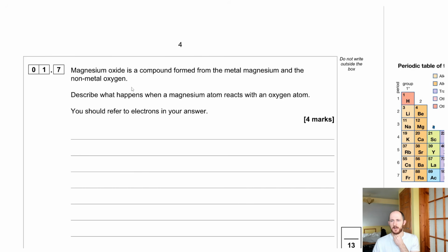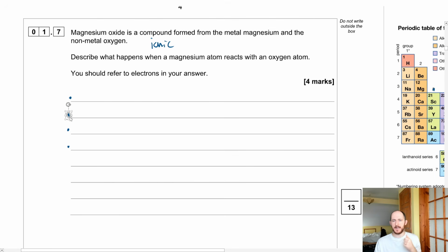Magnesium oxide is a compound formed from the metal magnesium and the non-metal oxygen. So they've told you now that it's ionic bonding. Describe what happens when a magnesium atom reacts with an oxygen atom in terms of electrons. So this is really good because they've low-key told us it's ionic. So we know that one of them is going to lose electrons, the other one's going to gain electrons. So 4 marks, let's think of what the 4 points would be. What we're going to have to say is which atom will lose electrons. Then we're going to have to say which atom will gain electrons.